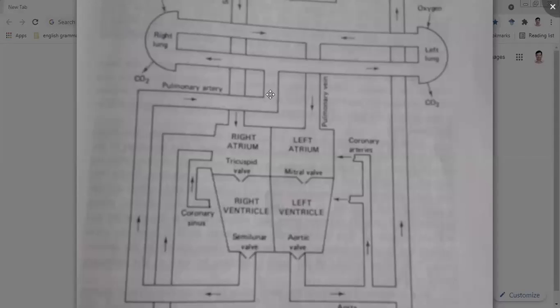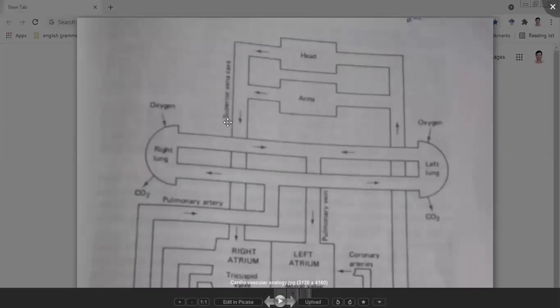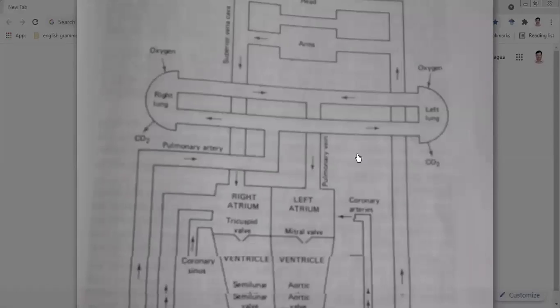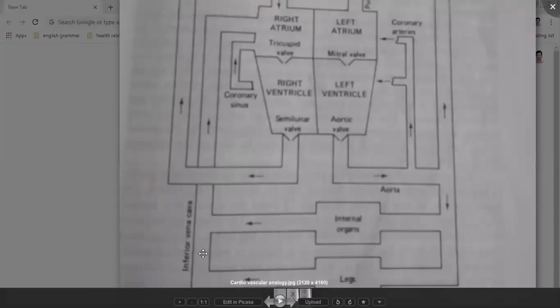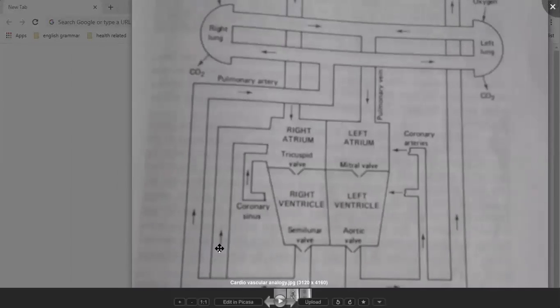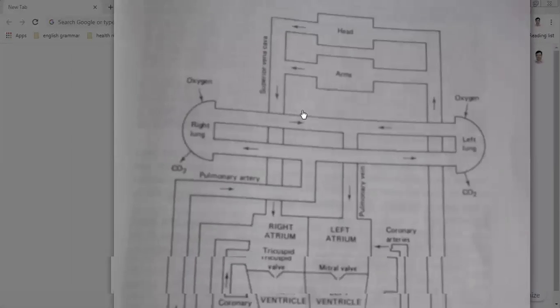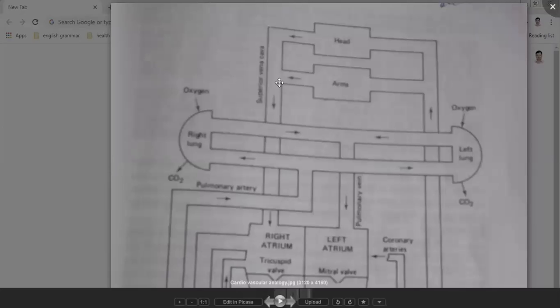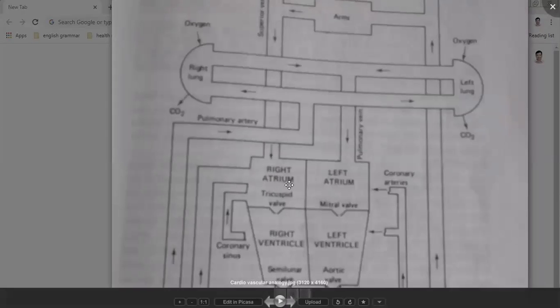Okay, so here we have the superior vena cava path. This is the circulation path, the superior vena cava, and this is the inferior vena cava path. The blood from the internal organs and the legs is collected and fills the right atrium. Similarly, the blood from the head and arms passes and fills the right atrium.